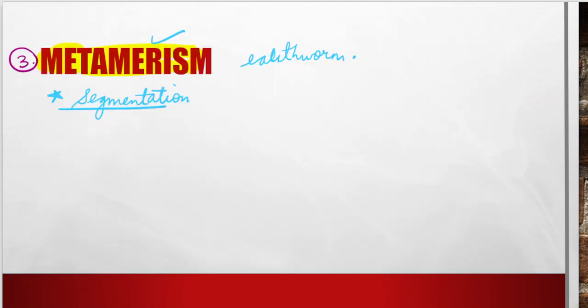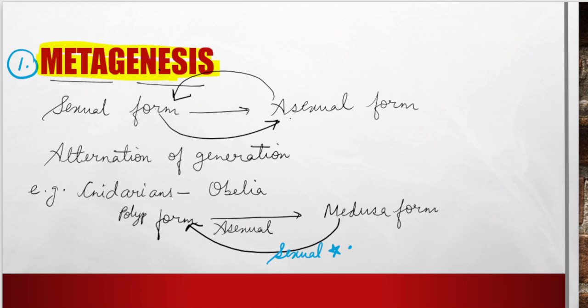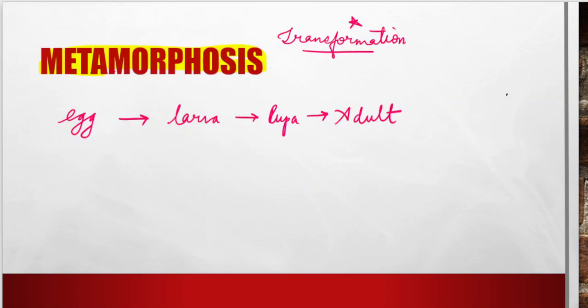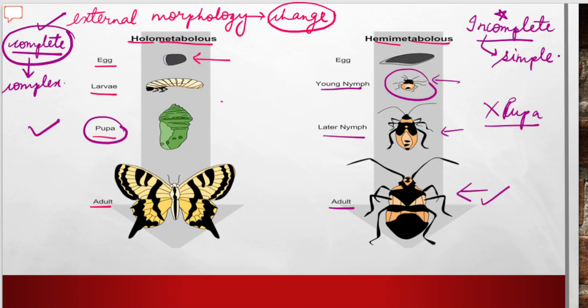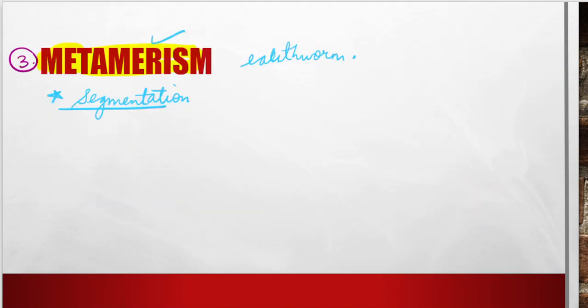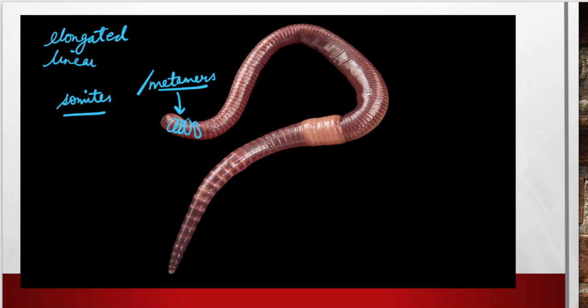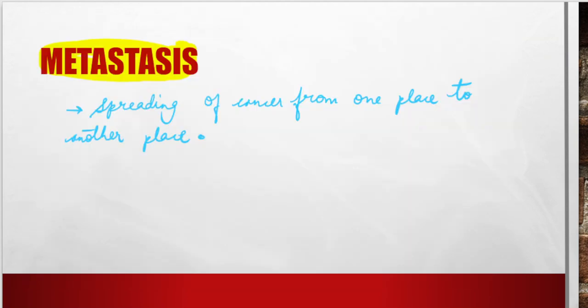So this was about the 4 words which I took today. The first word is metagenesis, which is about alternation of generation. The second word was metamorphosis, which is about change in the external form, and then we spoke about the types of metamorphosis. Next was metamerism, meaning segmentation, seen as external grooves and segments. Segments are also known as metameres and somites in the case of the earthworm. Then we spoke about metastasis, meaning at the beginning the cancer was at one particular part of the body and then later it spread in the whole body. This is known as metastasis.